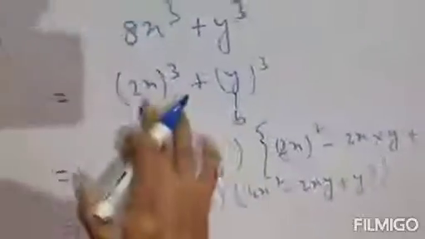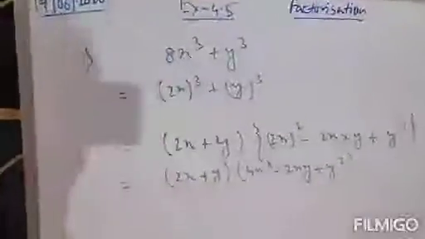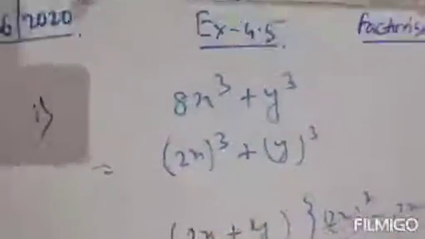So your answer is (2x plus y)(4x square minus 2xy plus y square). Clear? In this way we will solve these questions. Just don't write here a and b. I have shown you just to make you understand. So this is the question. Clear? Next. So question number 1, part 1 complete. Next come to question number 2.